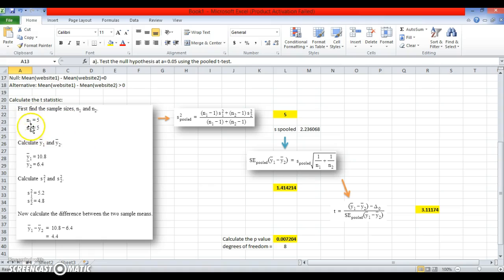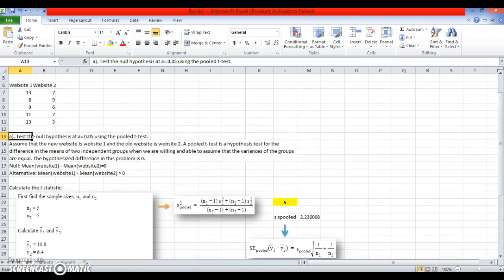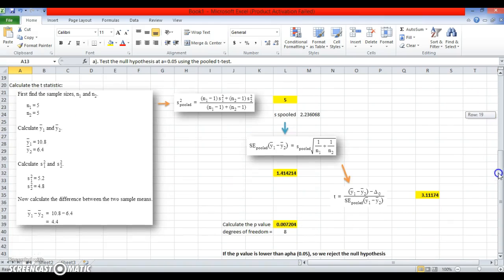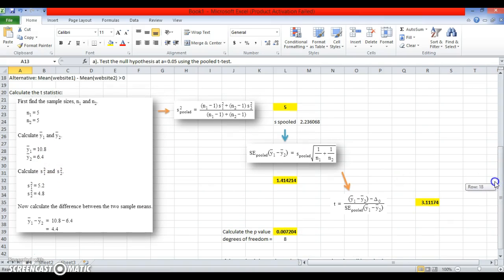Both of our n's are 5. What does that mean? Remember, n is the sample size, so it's essentially how many are in each column. Website 1: 1, 2, 3, 4, 5. Website 2 is 5 as well. And then calculate the mean: 10.8 and 6.4. It's exactly that, the mean of 1 and the mean of 2.